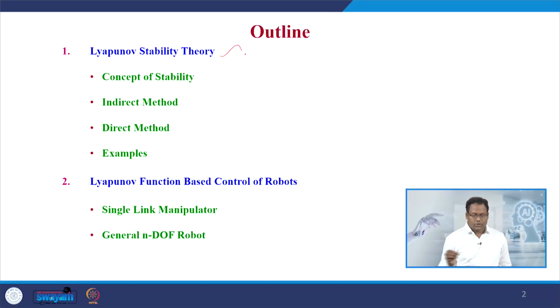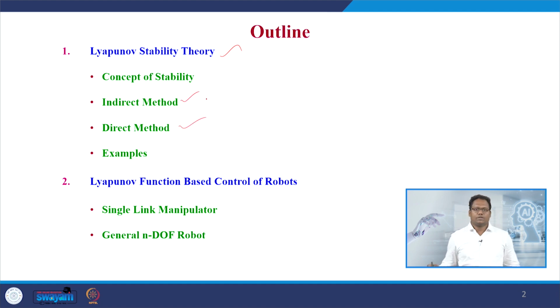Good afternoon everyone. Today we are going to see about Lyapunov stability analysis of robotic systems. The outline of this lecture will be as follows. First, we will be seeing the Lyapunov stability theory. In that, we are going to see the concept of stability. Then we are going to see about the indirect method, which is also called the first approach of Lyapunov stability. And then we will be seeing the second approach of Lyapunov stability analysis, which is called the direct approach.